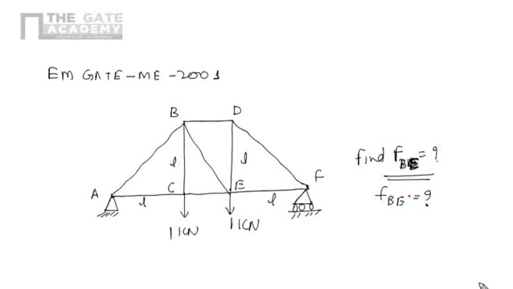So for this problem, if we take a section where the number of unknowns is 3 or less than 3, we have to cut the section so that it passes through 3 or less than 3 members. We are interested only in force B, so we apply the method of sections, and the cut should include member B because it is our desired member. Now draw the free body diagram of the smaller part.